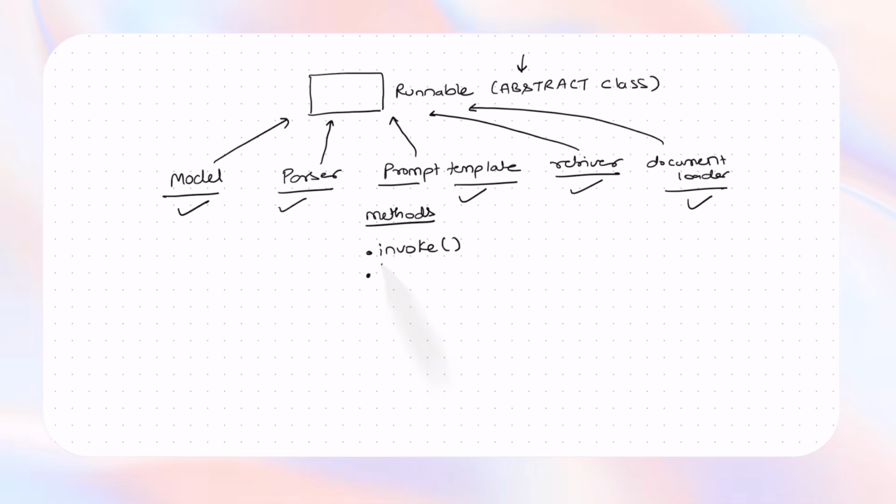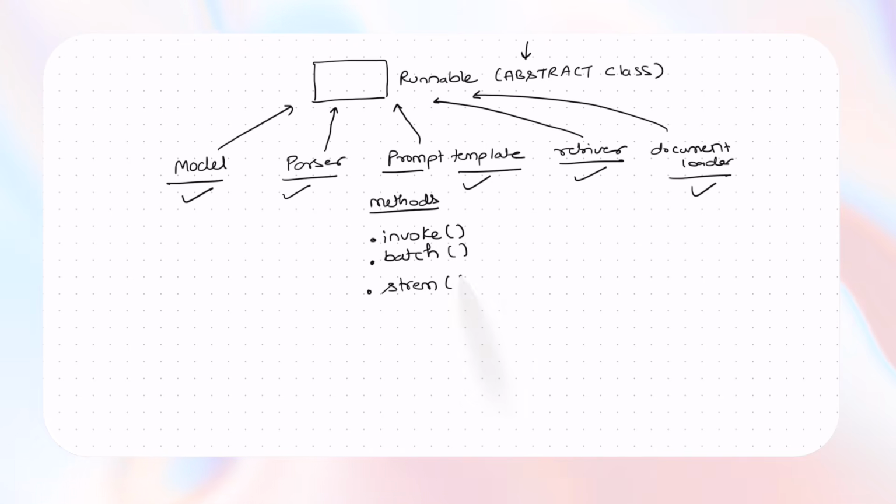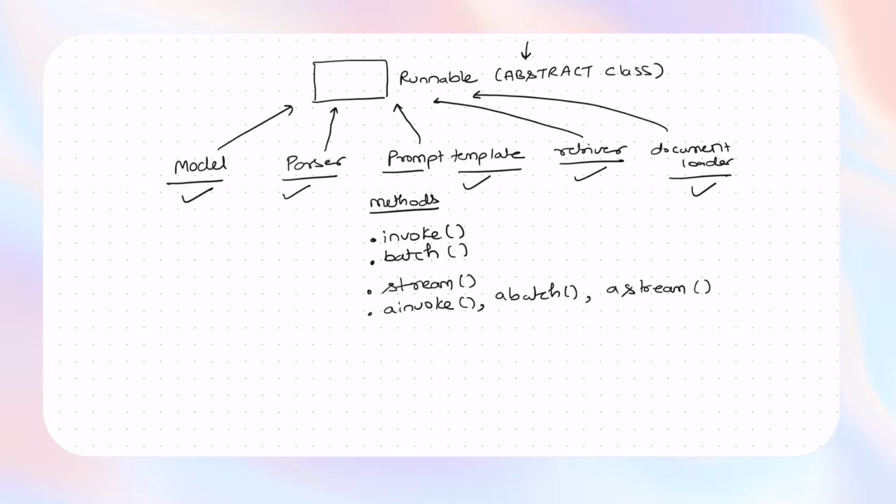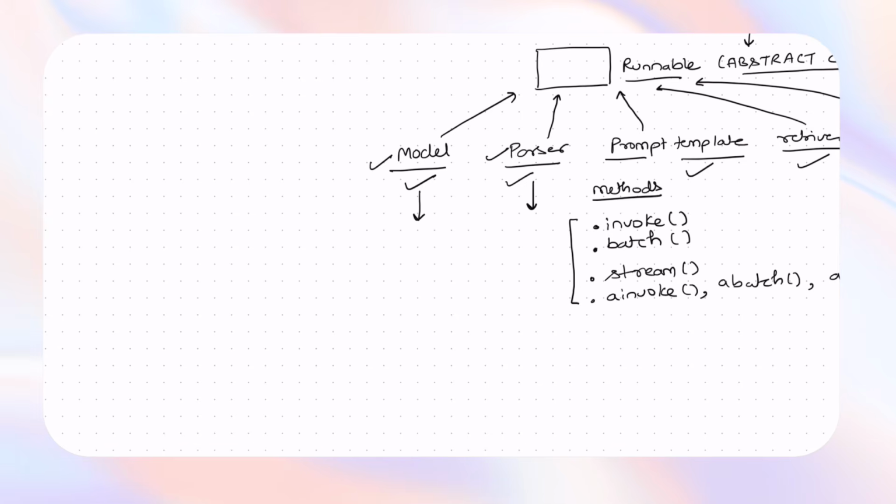A few more methods were introduced, which were batch. So if you want to invoke multiple inputs at a time, you can use batch for multiple inputs. Or they introduced a method which was stream, for streaming output. And they also introduced some async versions, like an async invoke, batch, and stream. So these were the methods that were part of the abstract class. And since all these classes were inheriting from the abstract class, these methods became compulsory for these subclasses to also implement.